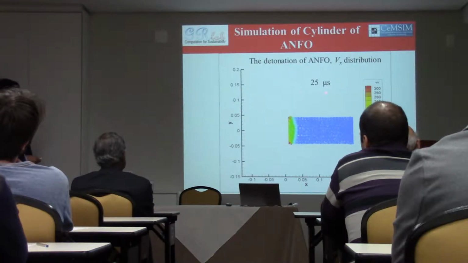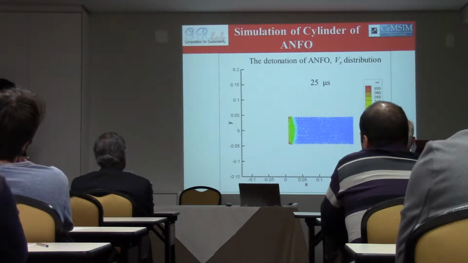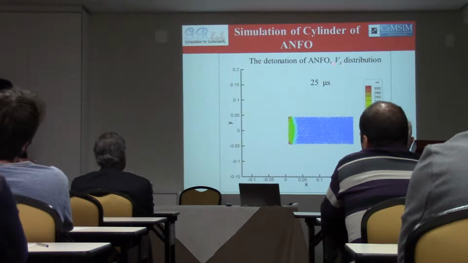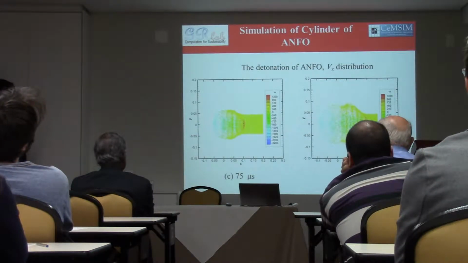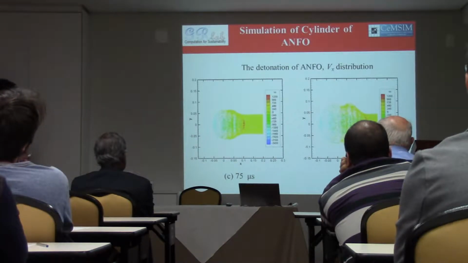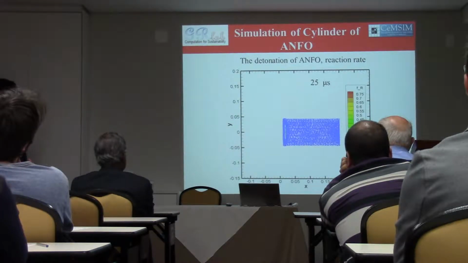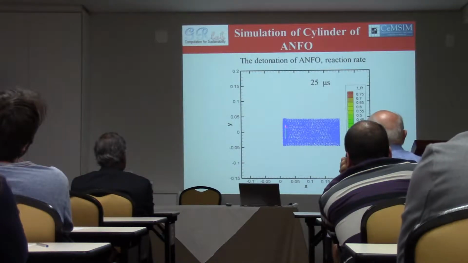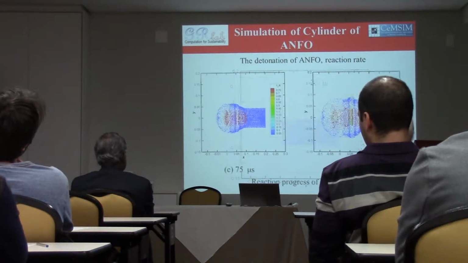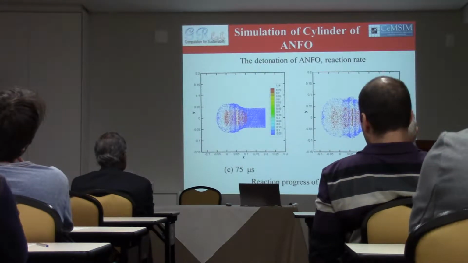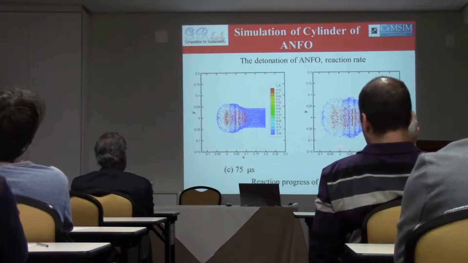This is the early stage at 25 microseconds. Here shows the velocity distribution in the x direction. This part you see is already detonated, and as time goes on, the detonation goes further and further. And here it looks at the reaction rate. You see there was a layer of particles that got reacted, and the reaction goes further and further.